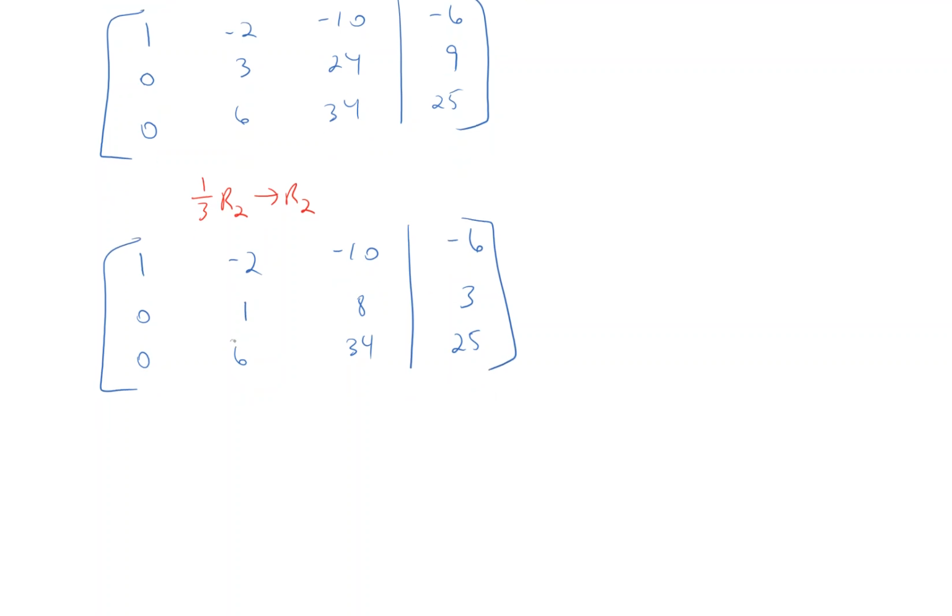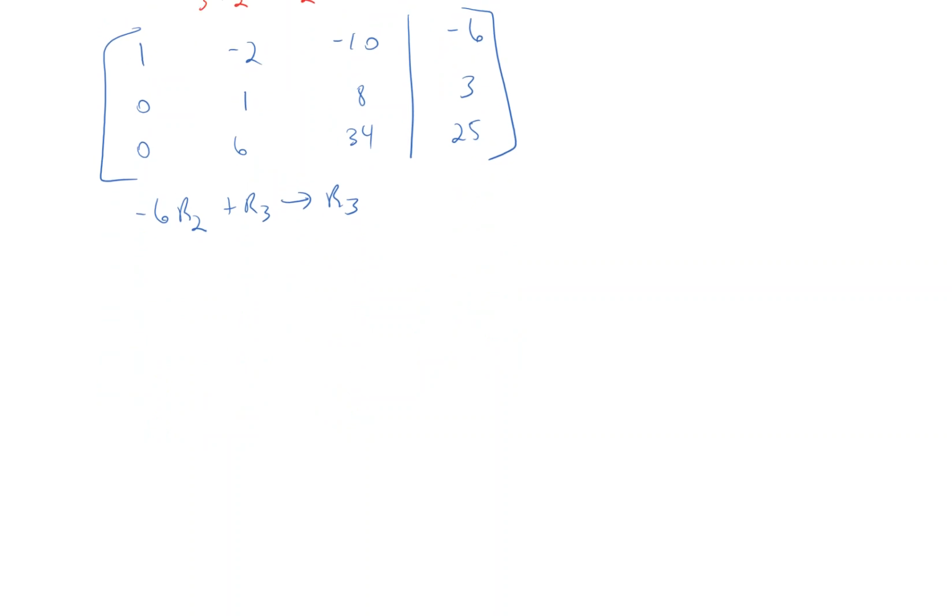Now what I need is this guy, this 6, to be a 0, and I'll do that by turning this 1, luckily it's a 1, into a -6. So I'll take -6 times row 2 and add it to row 3 to get my new row 3. So that looks like -6 times row 2 is 0, -6, -48, -18, and I need to add that to row 3, which is 0, 6, 34, 25.